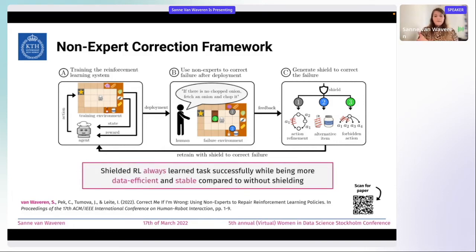We show in our results that shielded RL always learns the task successfully, which means that it learns how to avoid the failure on future occasions while being more data efficient and stable compared to using no shield.